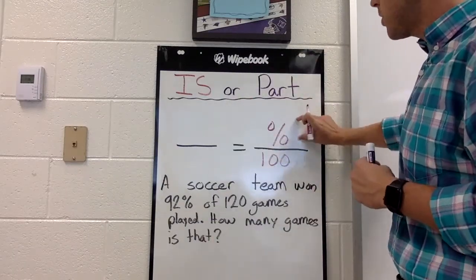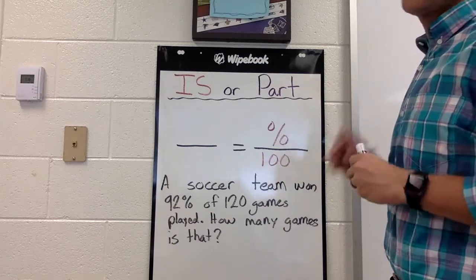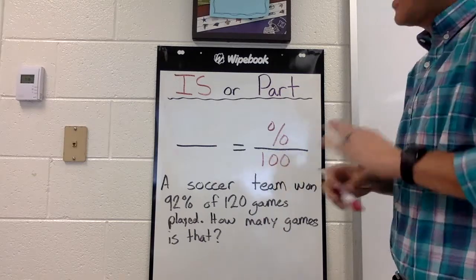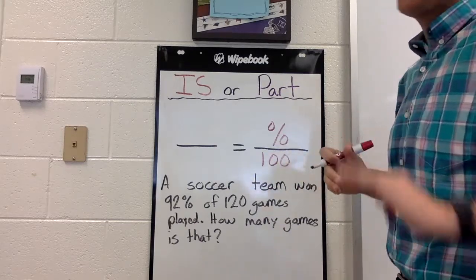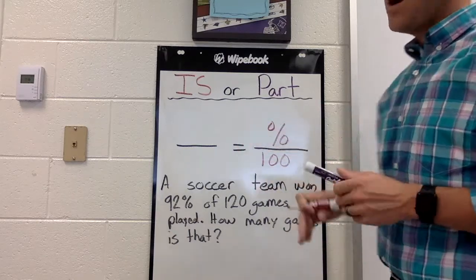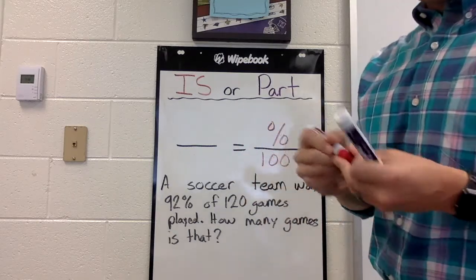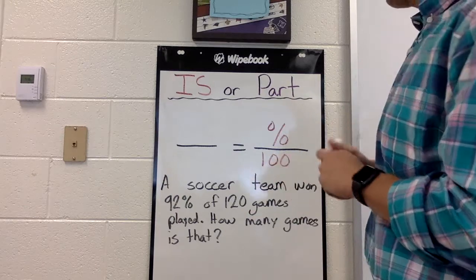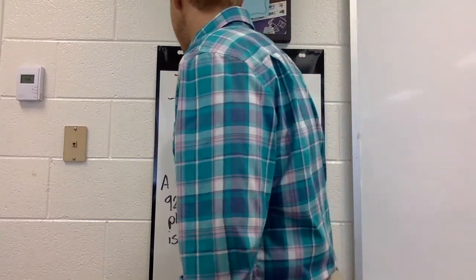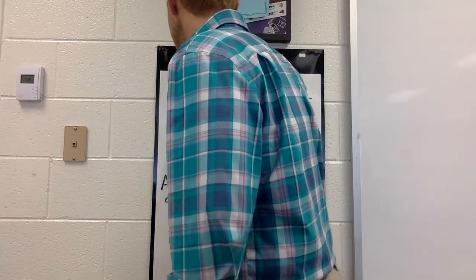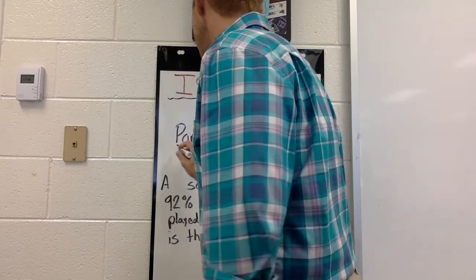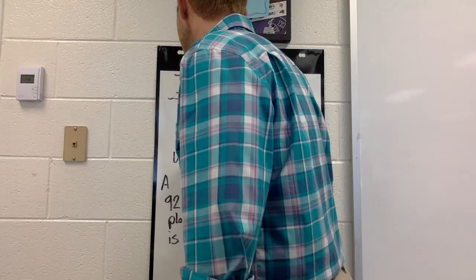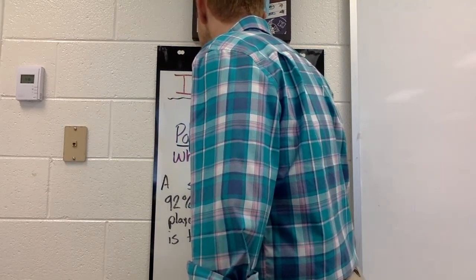So you put your percent up here. Do not put the percent symbol up there. You just put the number itself. I promise it's fine by itself. I don't need that percent with it. On the other side, we have something called is or part. So we have part on top. This is also is. And then we have our whole on bottom, or of.